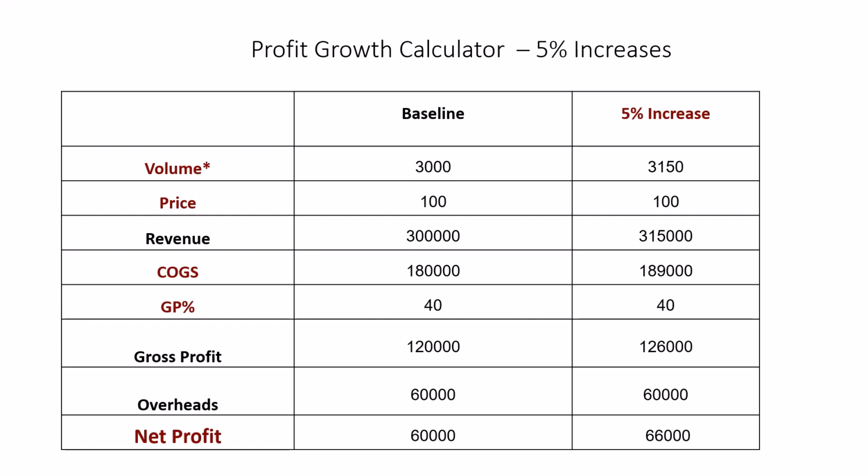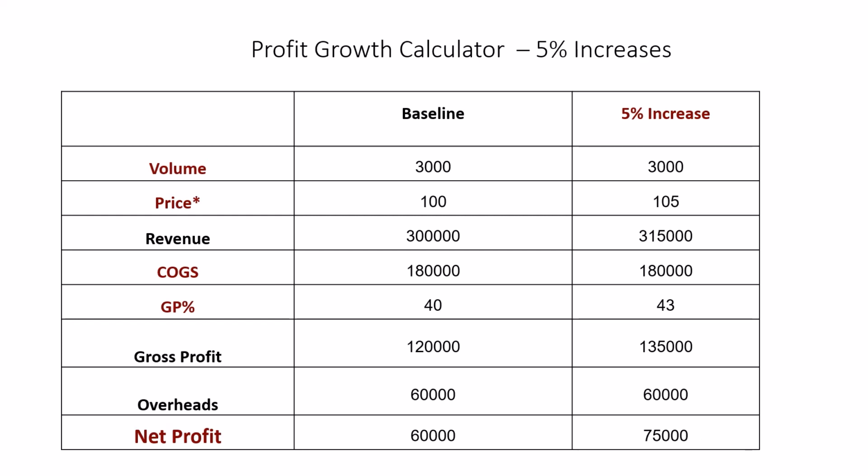But our gross profit goes up to 126,000. Overheads stay the same because they're fixed. The effect is our net profit actually goes up to 66,000, which is a 10% increase. So selling more volume, 5% more volume, means we'd increase our net profit bottom line by 10%, which is very good. Let's now look at the effect of putting our price up by 5%.